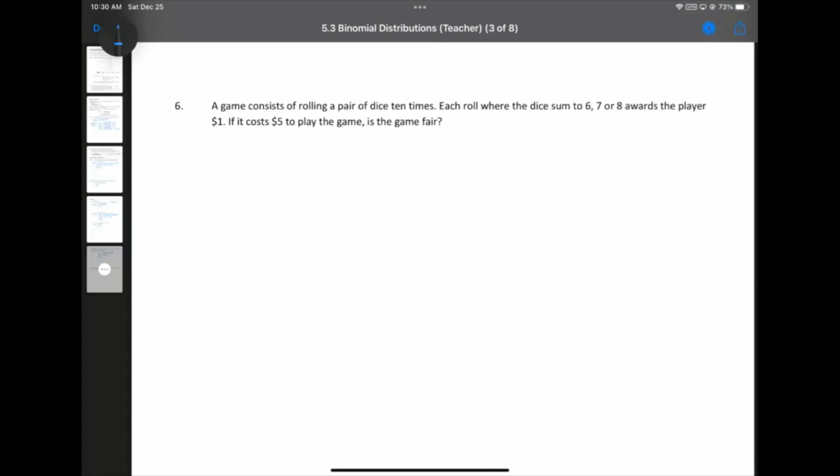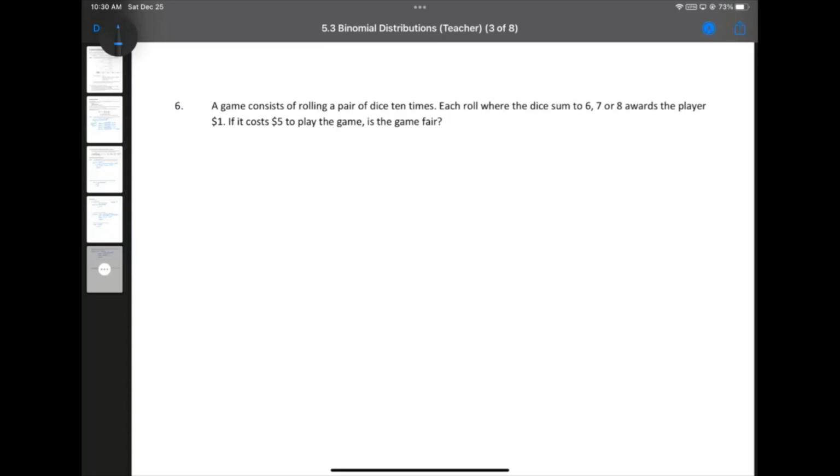A game consists of rolling a pair of dice 10 times. Each roll where the dice sum to 6, 7, or 8 awards the player $1. If it costs $5 to play the game, is the game fair?